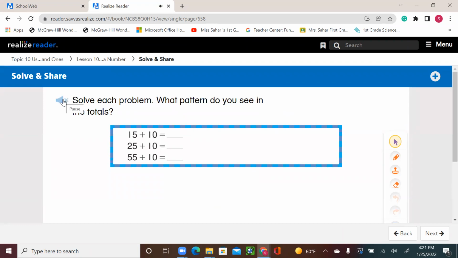Solve each problem. What pattern do you see in the totals? 15 plus 10, 25 plus 10, 55 plus 10. So what do we see? There's a pattern here. Yep. So let's watch our video and come back.